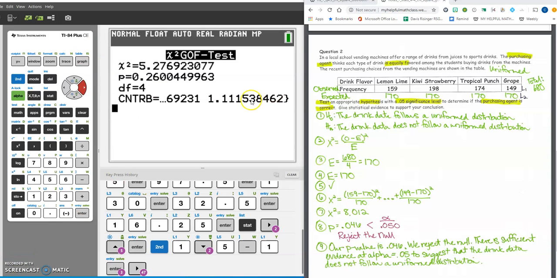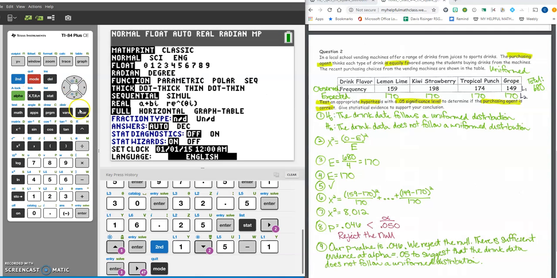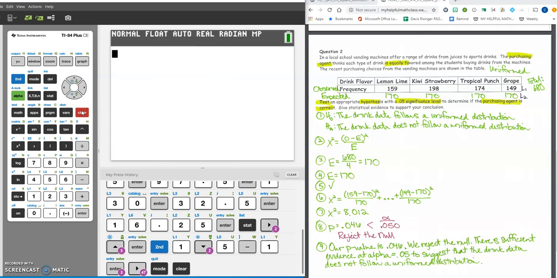You'll see I have the same calculator screen as before. Again, we're just continuing on with the second one. So I'm going to go ahead and quit my screen. Actually, let's just clear it. And let's see our problem.